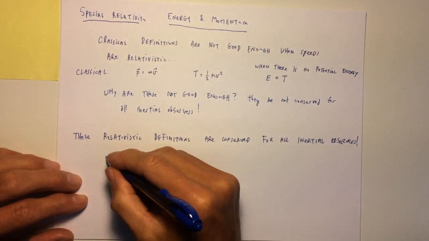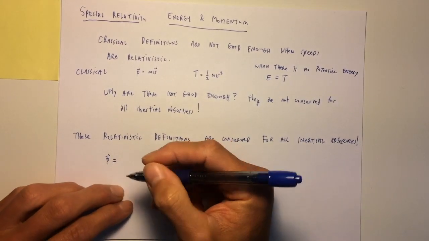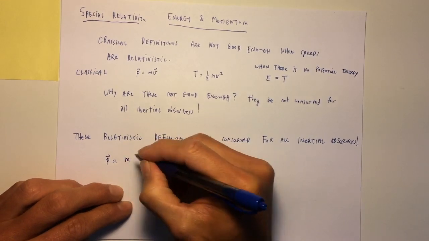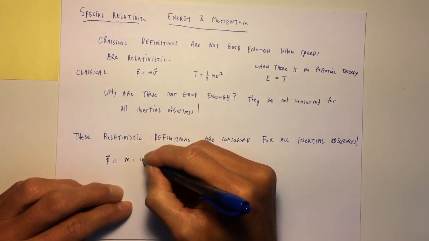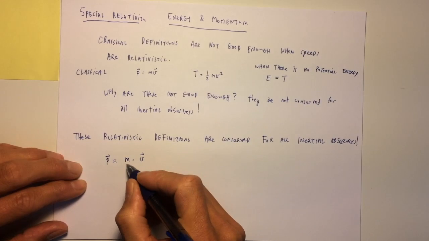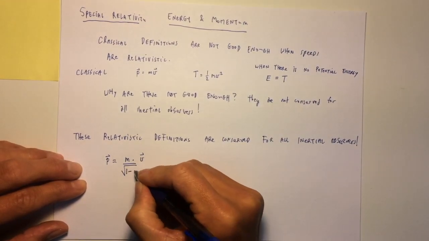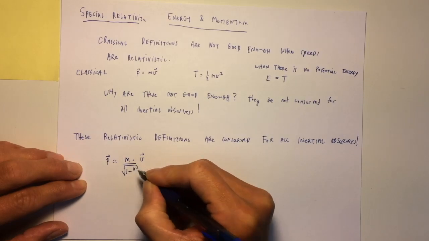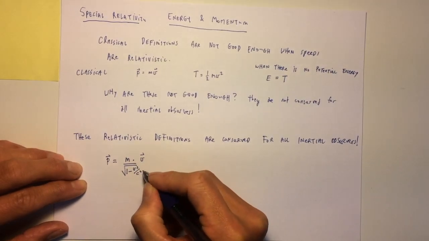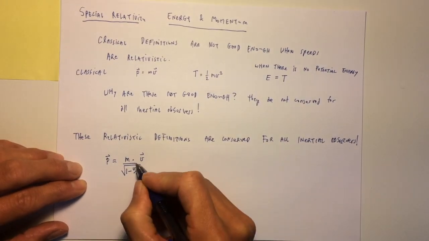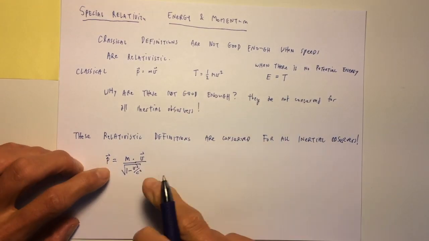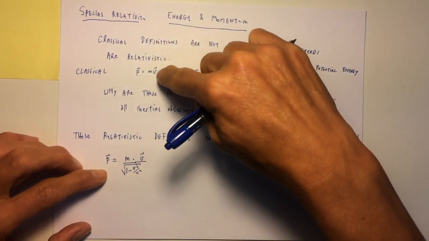For momentum, the new definition looks the following way. It still looks like m times v, but there is a division by the square root of 1 minus the magnitude of the speed squared divided by c squared. So that's the relativistic definition of momentum.